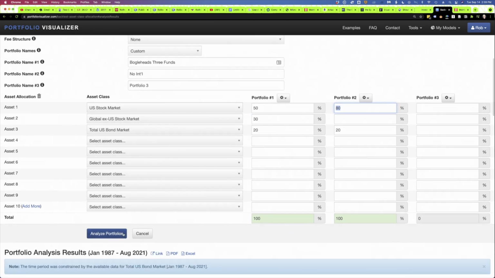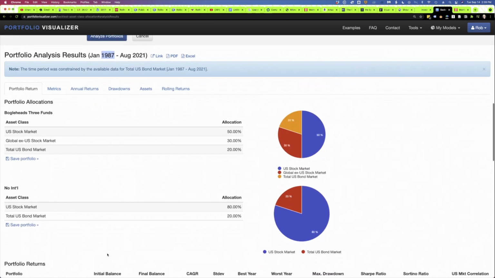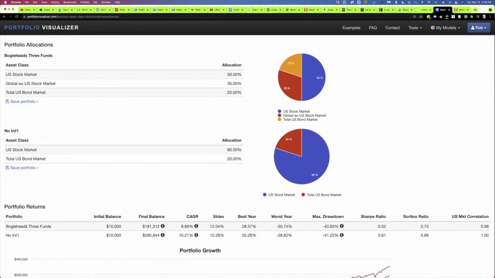When you analyze it, Portfolio Visualizer gives us data back to 1987, so we're looking at over 34 years. And here are the results. There are the portfolios, and as you can see, the Bogleheads three-fund portfolio that includes international stocks significantly underperformed a two-fund portfolio that put everything in the U.S. stock market. $10,000 grew to $191,000 for the portfolio with international stocks, $290,000 for the one without.